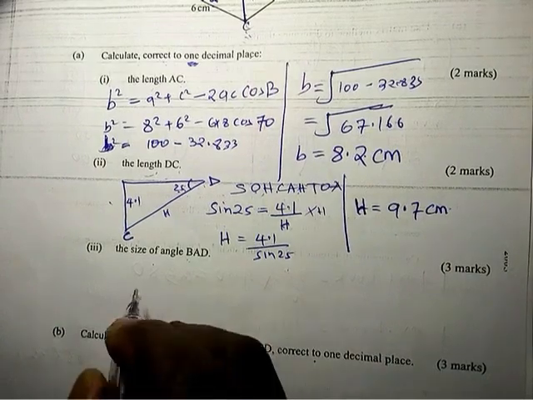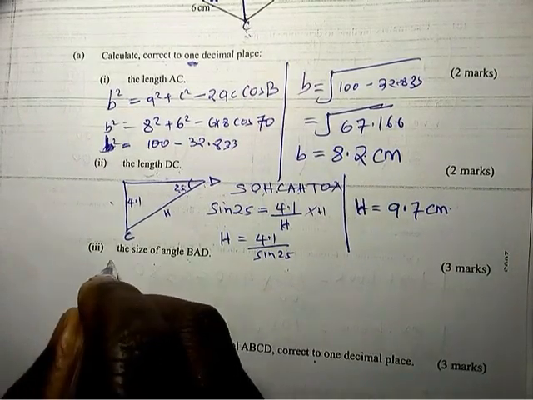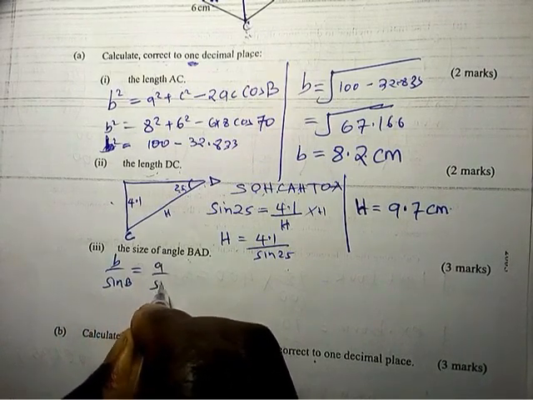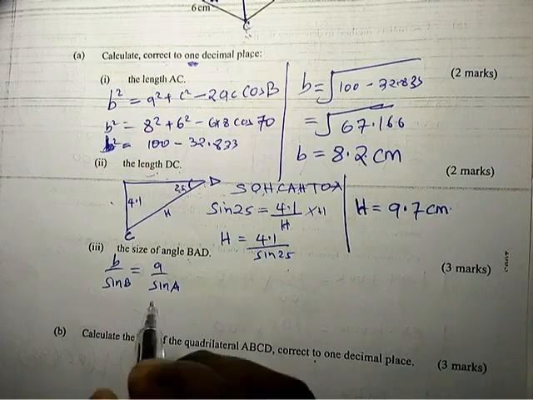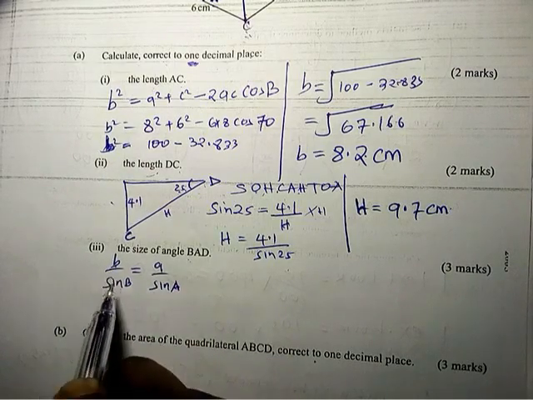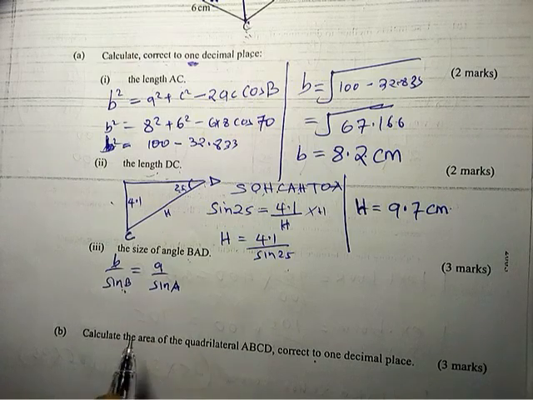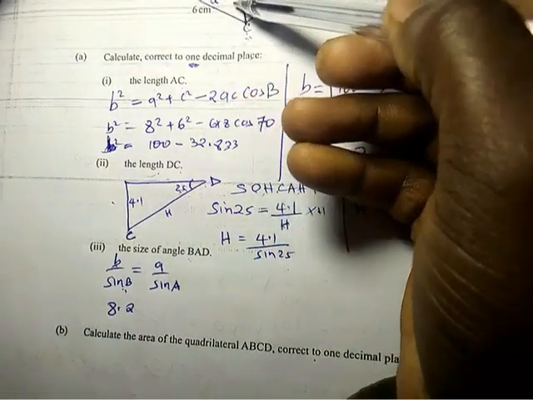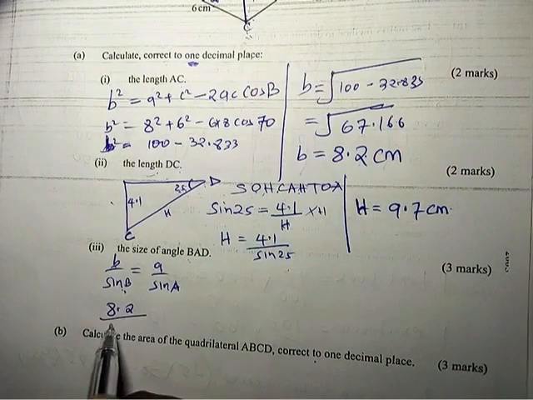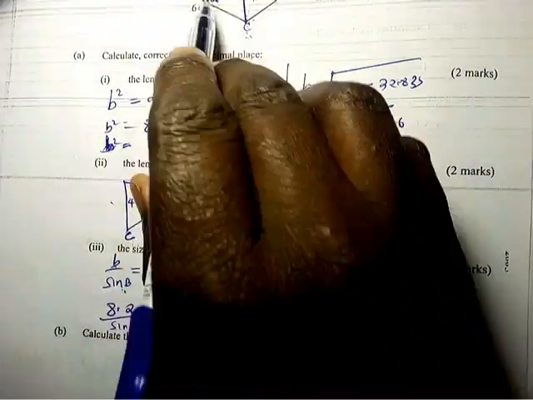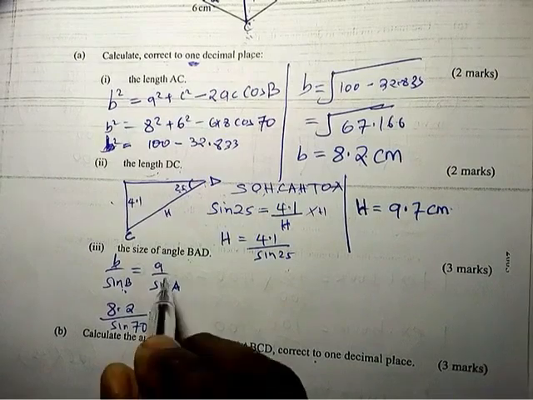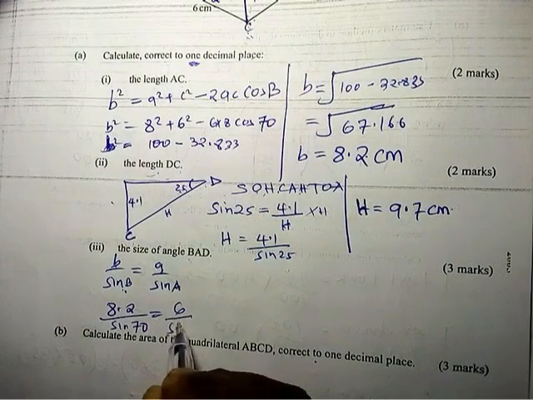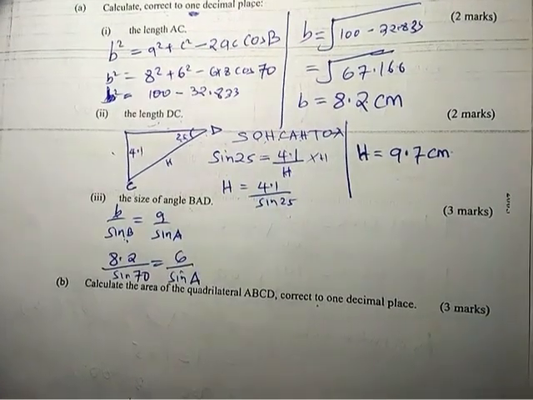So we can now use the sine rule. We know that b over sine B is equal to a over sine A. We want A. But we have a, we have b, and we have sine B. b is 8.2. From here up to here is 8.2 divided by sine 70. This will be equal to 6 divided by sine A. Now we are looking for sine A.